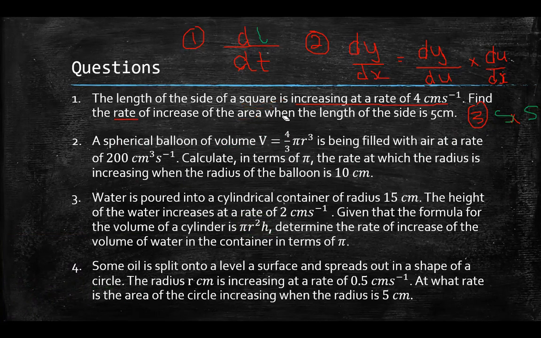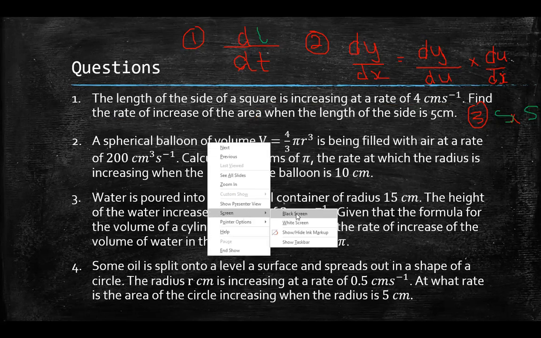Let me just erase all this. Okay. Let me just read it one more time, right? Because I need to make sure you follow, and this gives people some trouble. The length of the side of a square is increasing at a rate of 4 centimeters per second. Find the rate of increase of the area when the length of the side is 5 centimeters. So let's go.